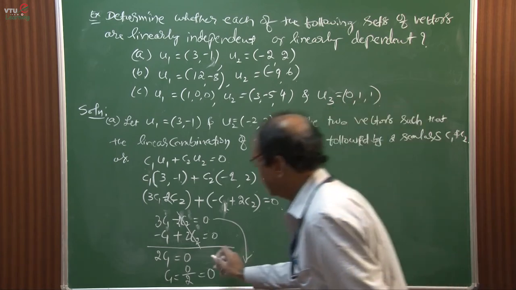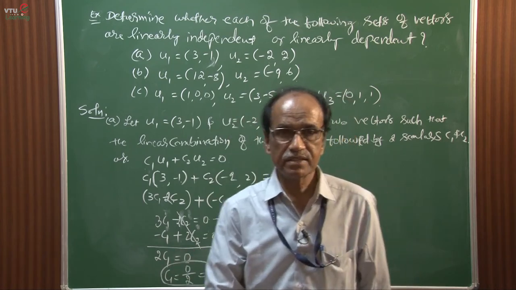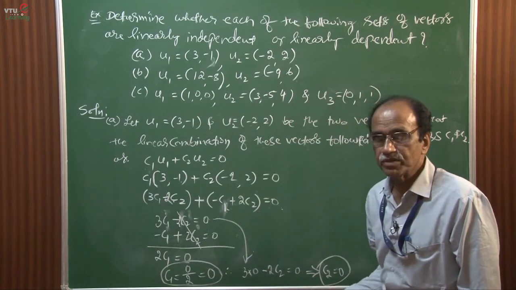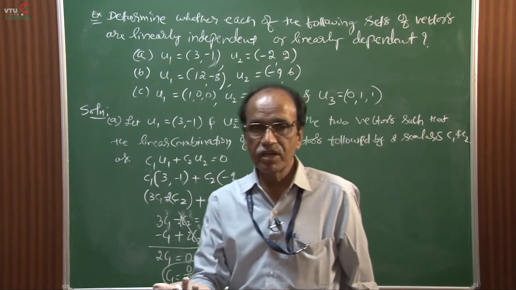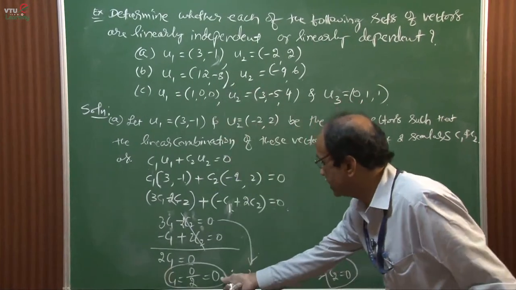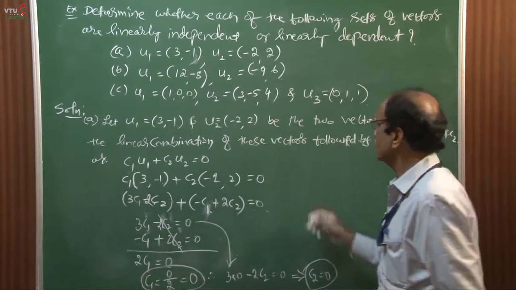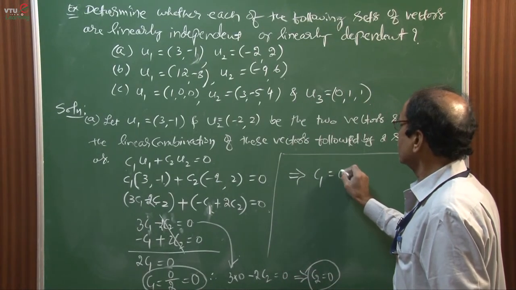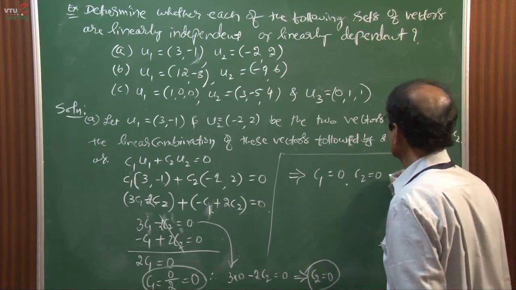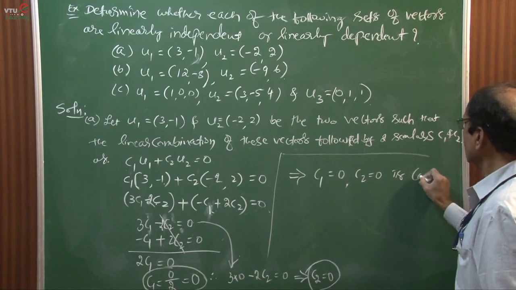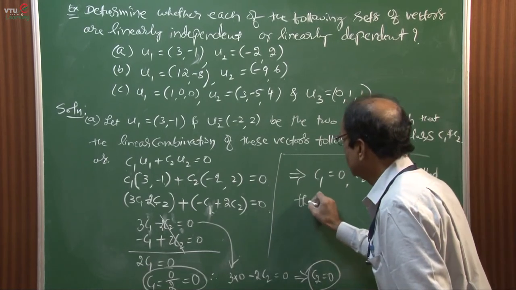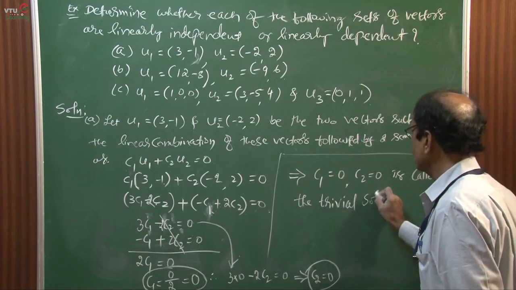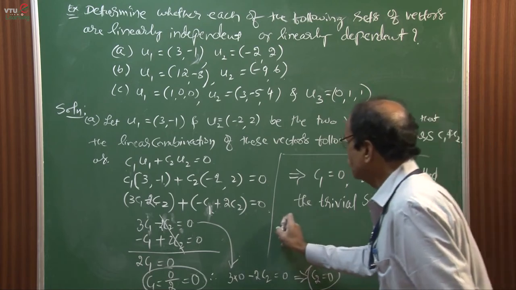So, what is your conclusion? According to our linear independence and dependence, trivial solution means both the constants must take the calculated values as 0, 0. Obviously, we are getting 0 here and 0 here also. This clearly implies C1 equal to 0, C2 equal to 0 is called what type of solution? It is called the trivial solution, according to the definition.